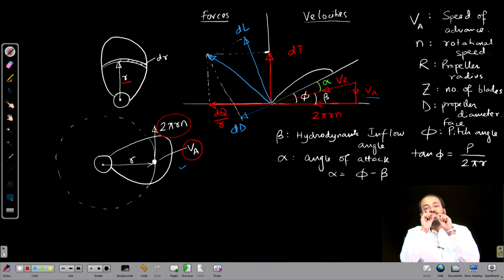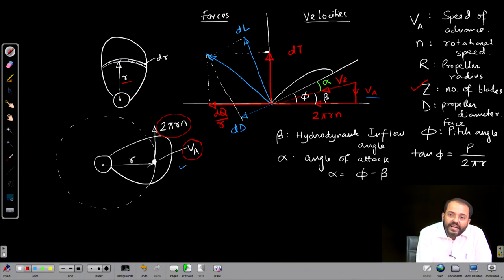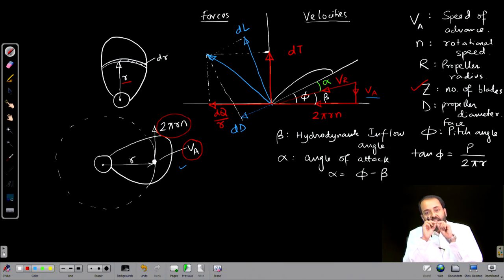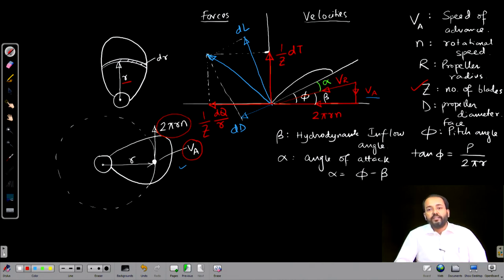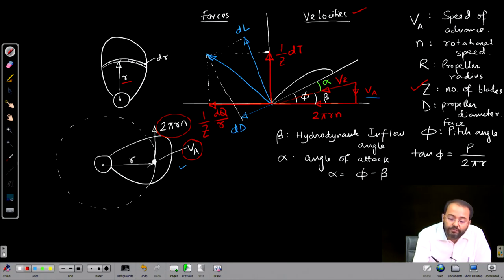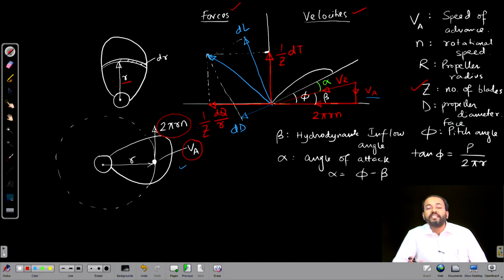Now, here one more thing will come. We will assume that dT is the elemental thrust provided over all the blades. The propeller, depending on the design, may have 3, 4 or 5 blades. In this case the blade number is Z. So if dT is the thrust produced by all the blade elements at a radius r taken together, then the thrust produced by one blade at radius r is given by 1 by Z dT. Similarly, the torque will be 1 by Z dQ by r. So now we have both the velocity diagram as well as the force diagram, which forms the basis of the blade element theory.